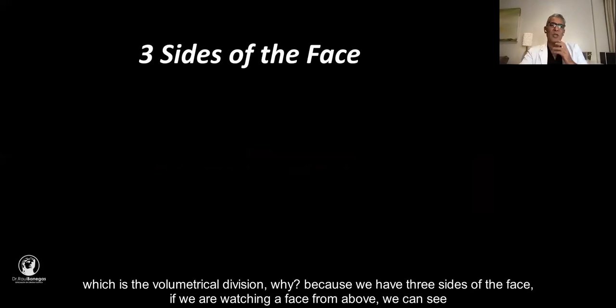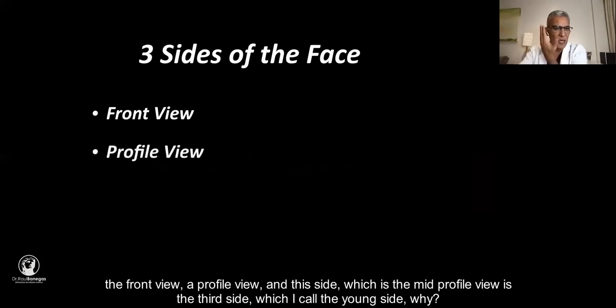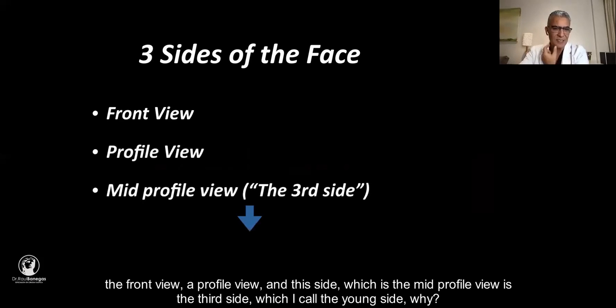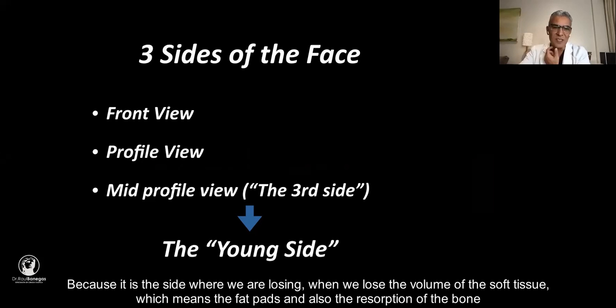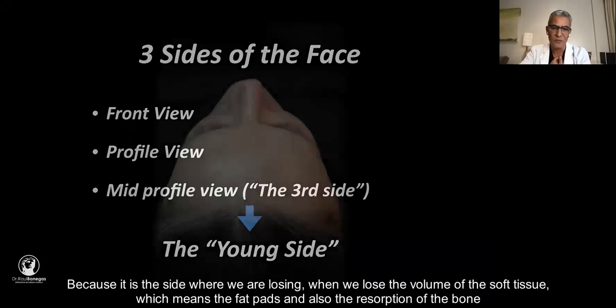Why? Because we have three sides of the face. If we are watching a face from above, we can see a front view, a profile view, and this side, which is the mid-profile view, is the third side, which I call the young side. Why? Because it's the side where we lose volume of the soft tissue, which means the fat pads, and also the resorption of the bone.